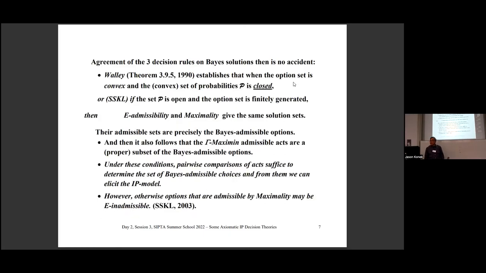Next slide. The decision rules at least agree that what they want are Bayes solutions, maybe not all the Bayes solutions, but at least limiting themselves to Bayes solutions, is reported for the following cases by Peter Walley and Mark, Jay, and I, and Isaac did a slight generalization. So then, if the option set is convex, by that I mean all the mixed strategies are in, and you're dealing with a convex set of probabilities that is closed, so the boundary is taken care of that way.